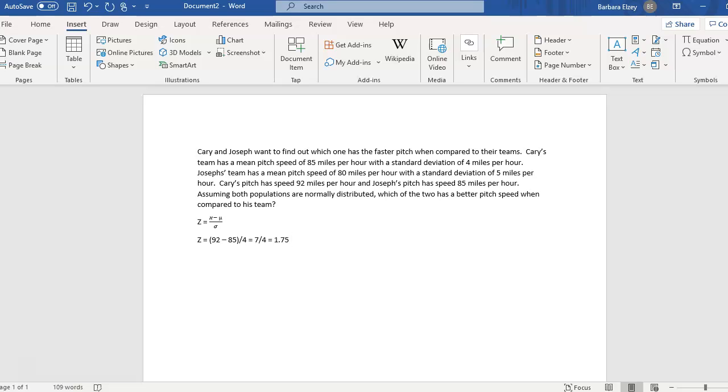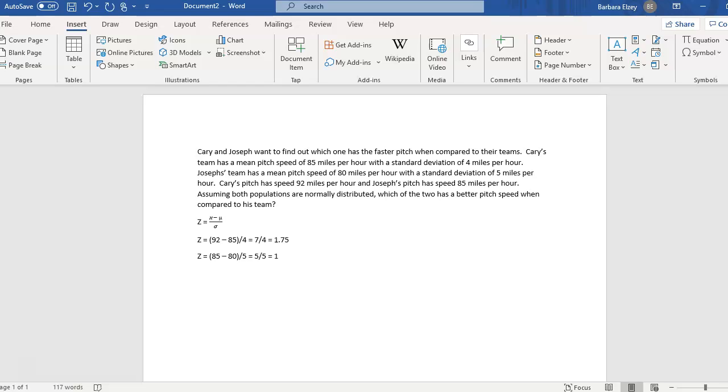All right, so now let's do the same thing for Joseph. Joseph's speed, our data point for him, is 85 miles per hour, so we'll have 85. The mean for his team is 80 miles per hour, and then the standard deviation for his team is 5 miles per hour. So for Joseph, we have 5 on the top of that fraction and 5 on the bottom, which gives us a z-score of 1. So Joseph is 1 standard deviation above the mean.